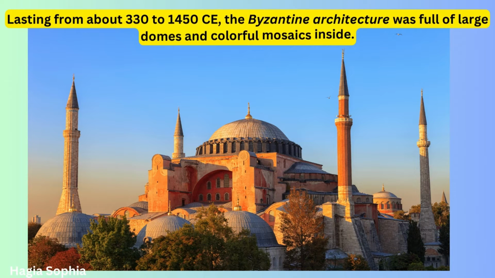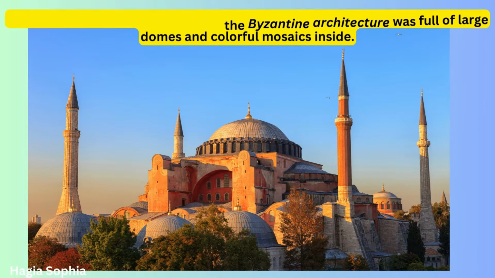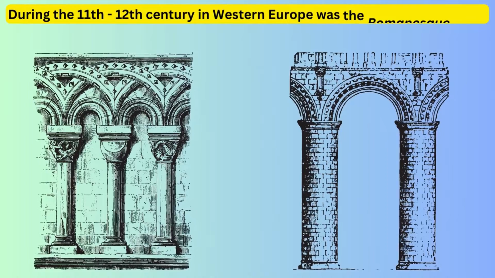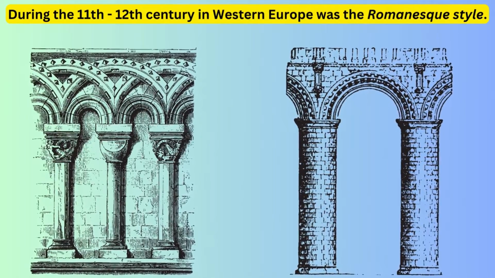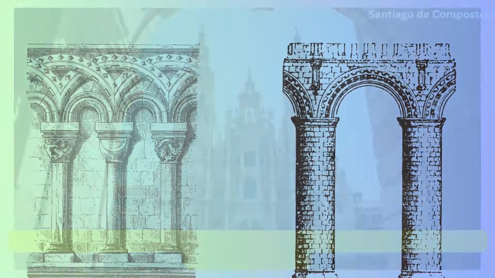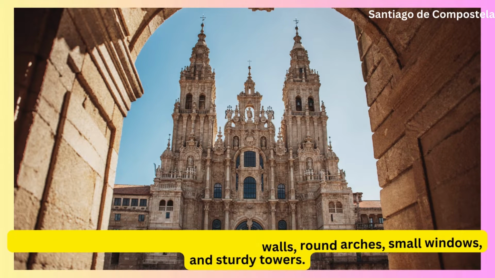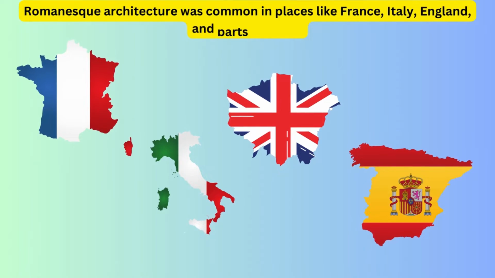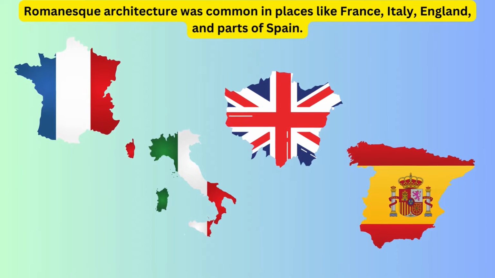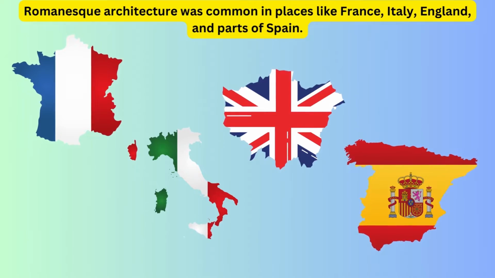Lasting from about 330 to 1450 CE, the Byzantine architecture was full of large domes and colorful mosaics inside. During the 11th to the 12th century in Western Europe was the Romanesque style. It is characterized by features like thick walls, round arches, small windows, and sturdy towers. Romanesque architecture was common in places like France, Italy, England, and parts of Spain.